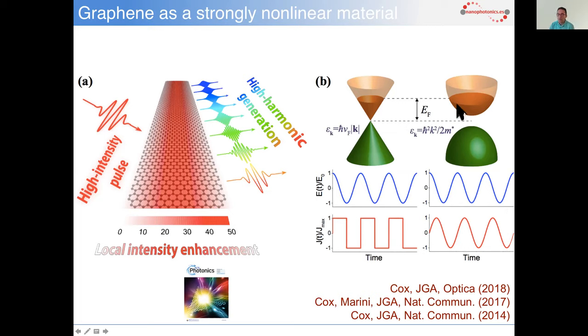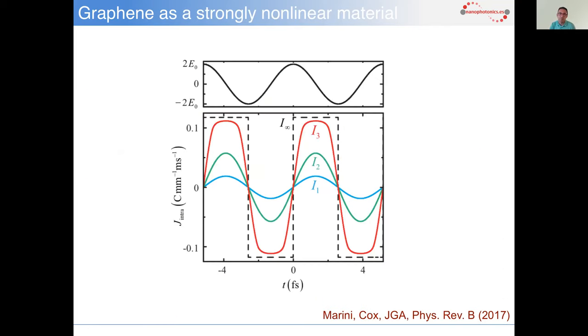And this is in contrast to materials with parabolic dispersion, for example a semiconductor, where its conduction band is slightly populated. Because it's parabolic, the electron motion follows completely the harmonic motion of the external field, with some delay maybe, but the response is totally linear and there are no harmonics other than the fundamental harmonic, okay?